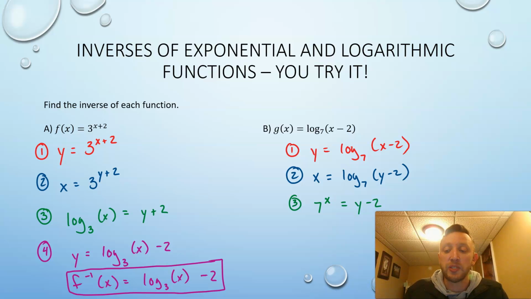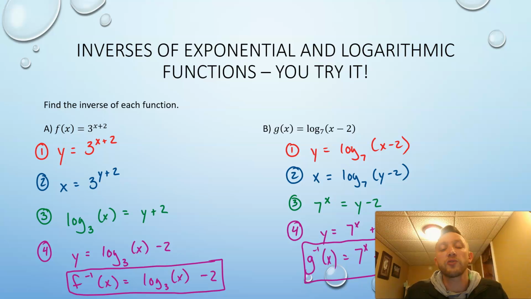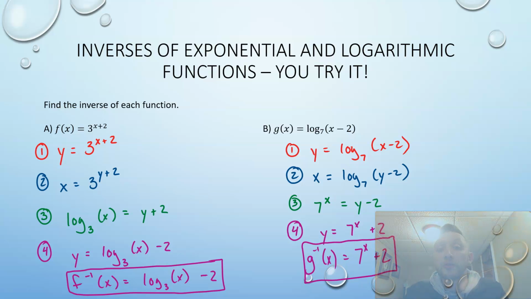So I'm going to add 2 to both sides and then put it in the right format. So we'd say y equals 7 to the x plus 2 and then put it in function notation. So we're going to say it's the inverse of g of x equals 7 to the x plus 2.